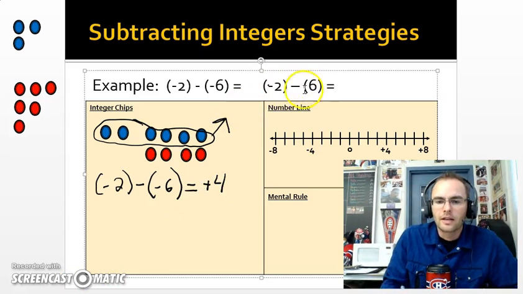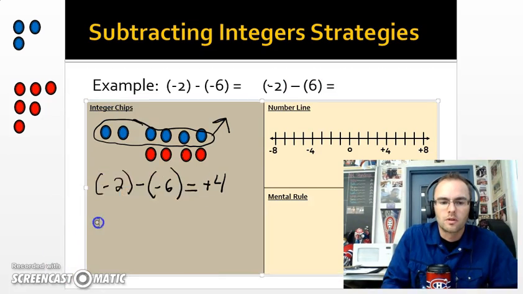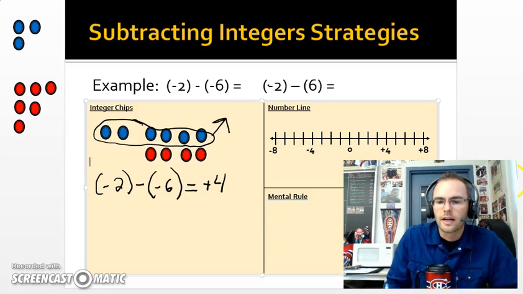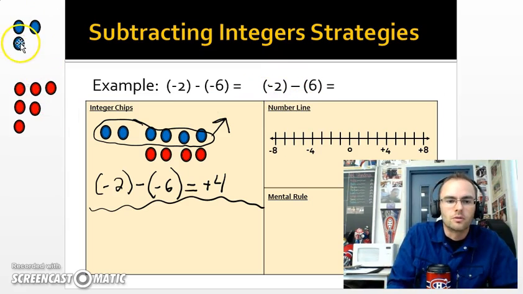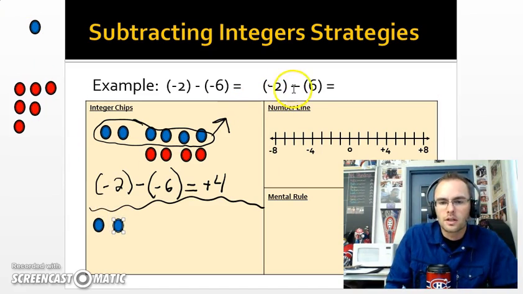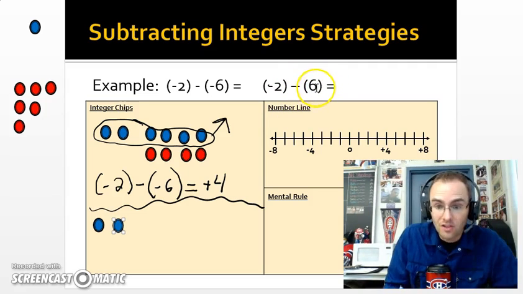All right, I just quickly added another question here because I know it'll come up. I'm just going to add a little line here. And I'm going to represent now this question here. So -2 quickly. 1, 2. And in this case here, instead of subtracting -6, I'm actually subtracting +6. So I have to take away +6 now.